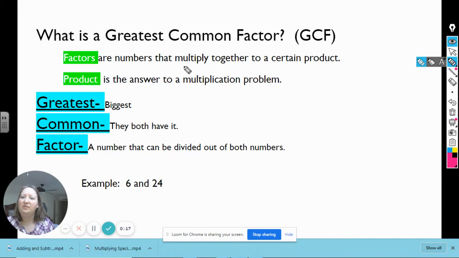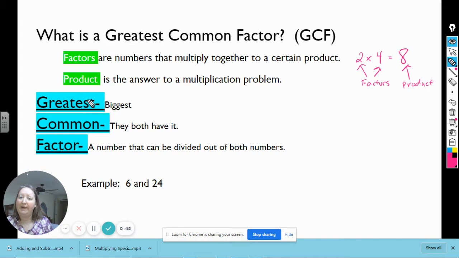Factors are the numbers that multiply together to get a certain product. So for example, 2 times 4 is equal to 8. These are factors, and this is the product, right? So product is the answer to a multiplication problem.